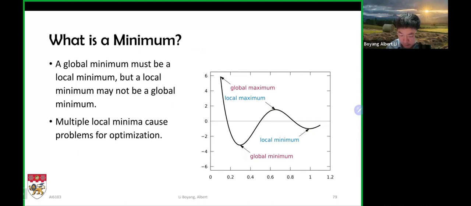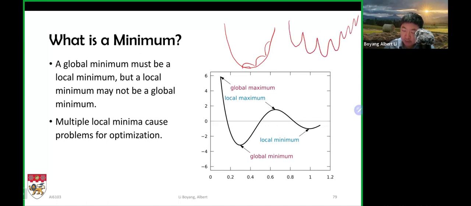Okay. So it's pretty easy to see that the global minimum must also be a local minimum, but the local minimum may not be a global minimum, right? So if you have a function that has a single minimum like that, it's typically not too difficult to find, right? But if you have a function with many different local minima, finding a good local minimum could be a problem, right?